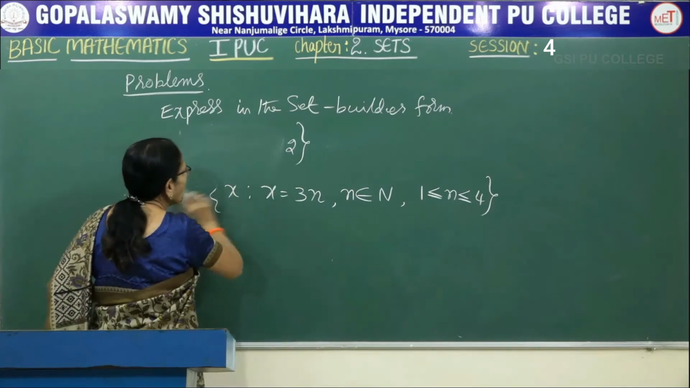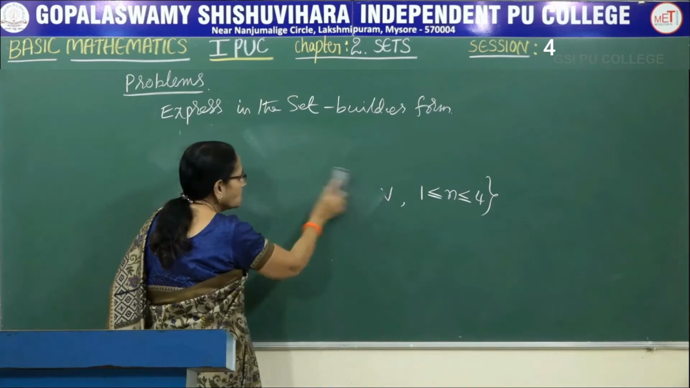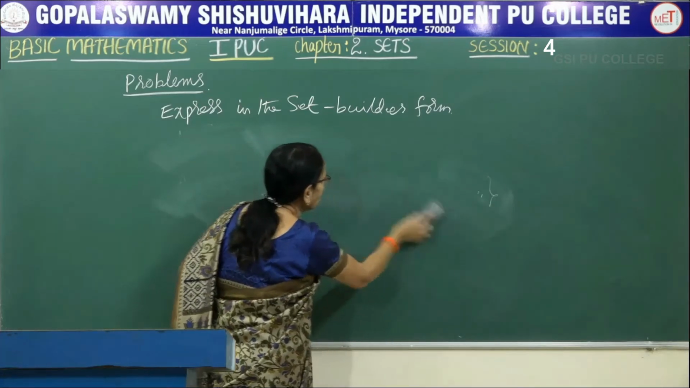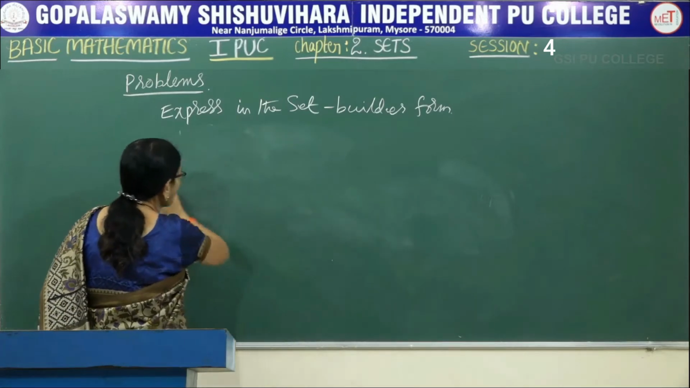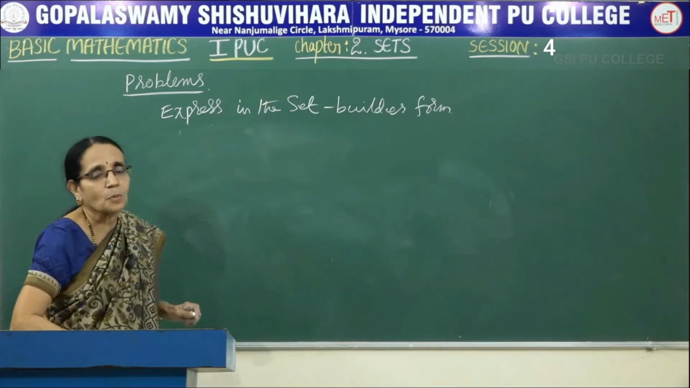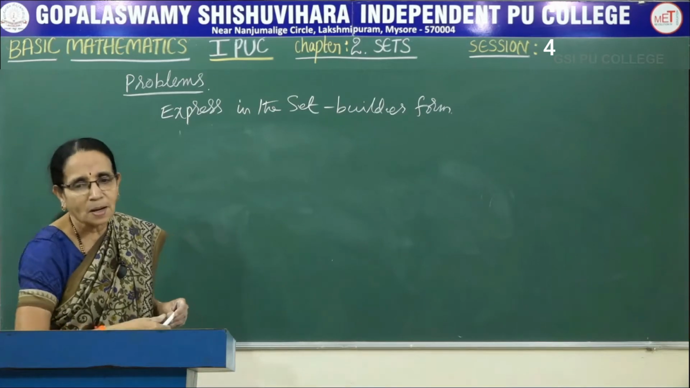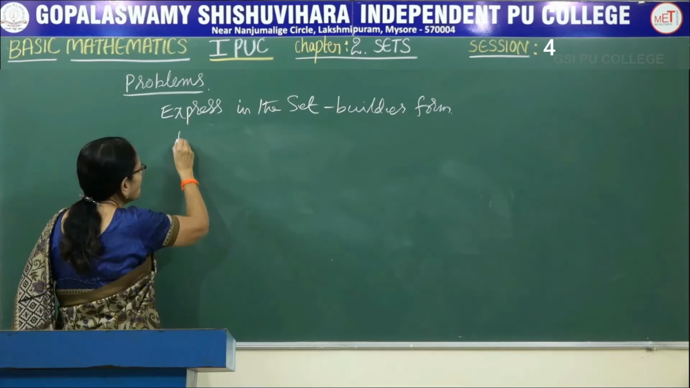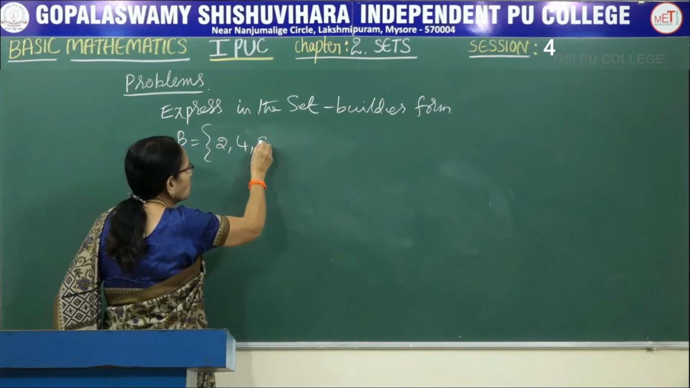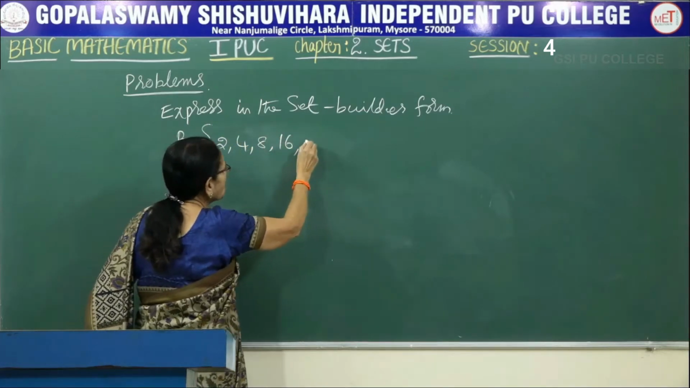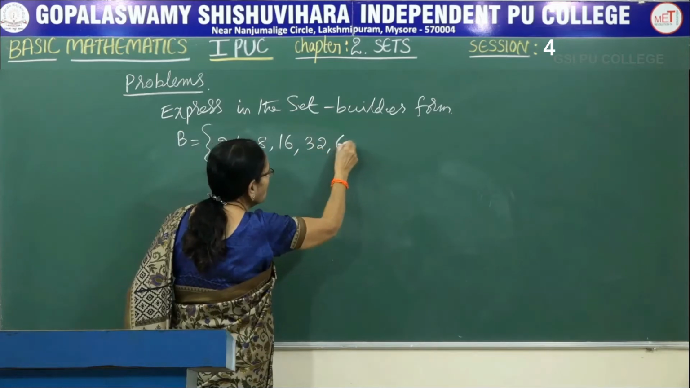Now, let's move on to the next problem. Here, when the elements are given, you have to be careful. Look at the elements, in what order they are given, and what common property would satisfy the condition. Now, the set B contains the numbers 2, 4, 8, 16, 32, 64.